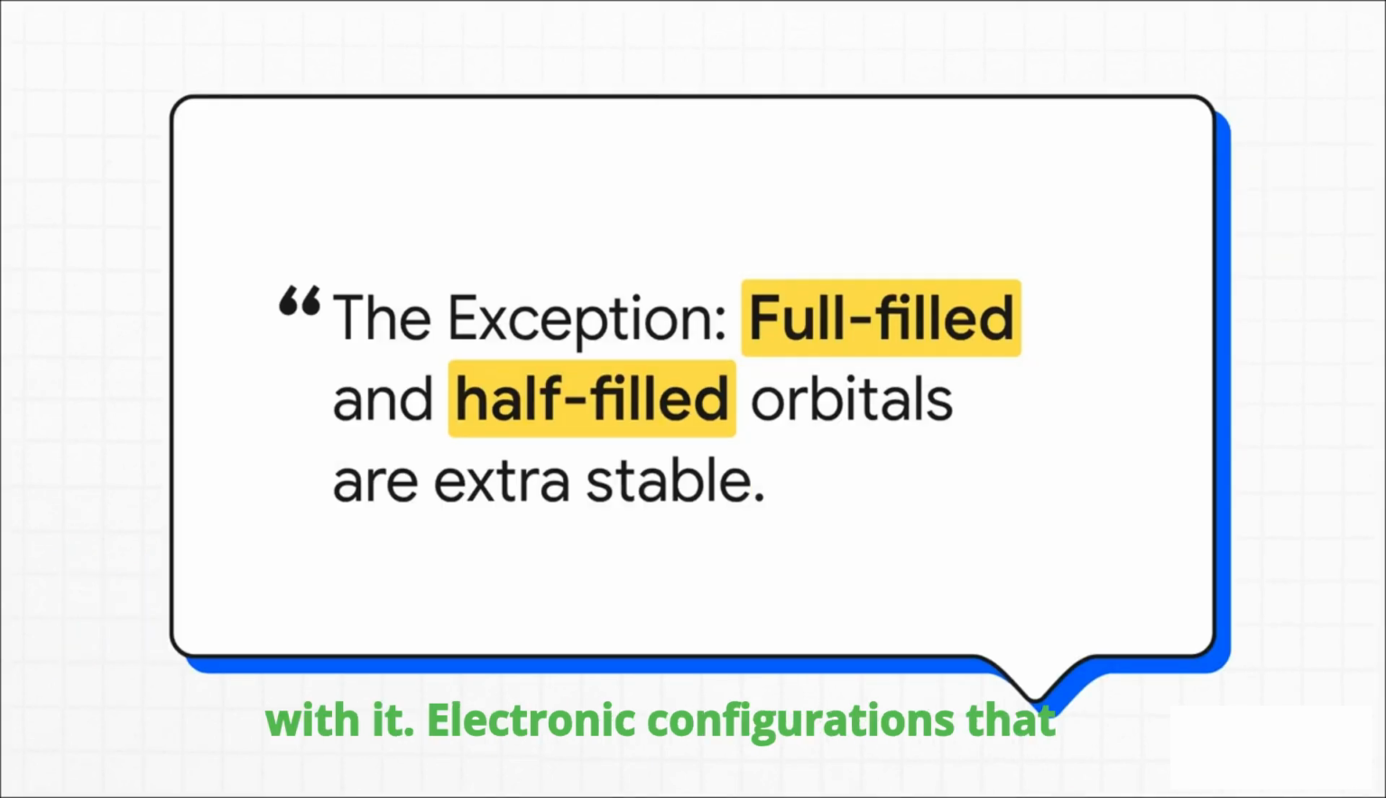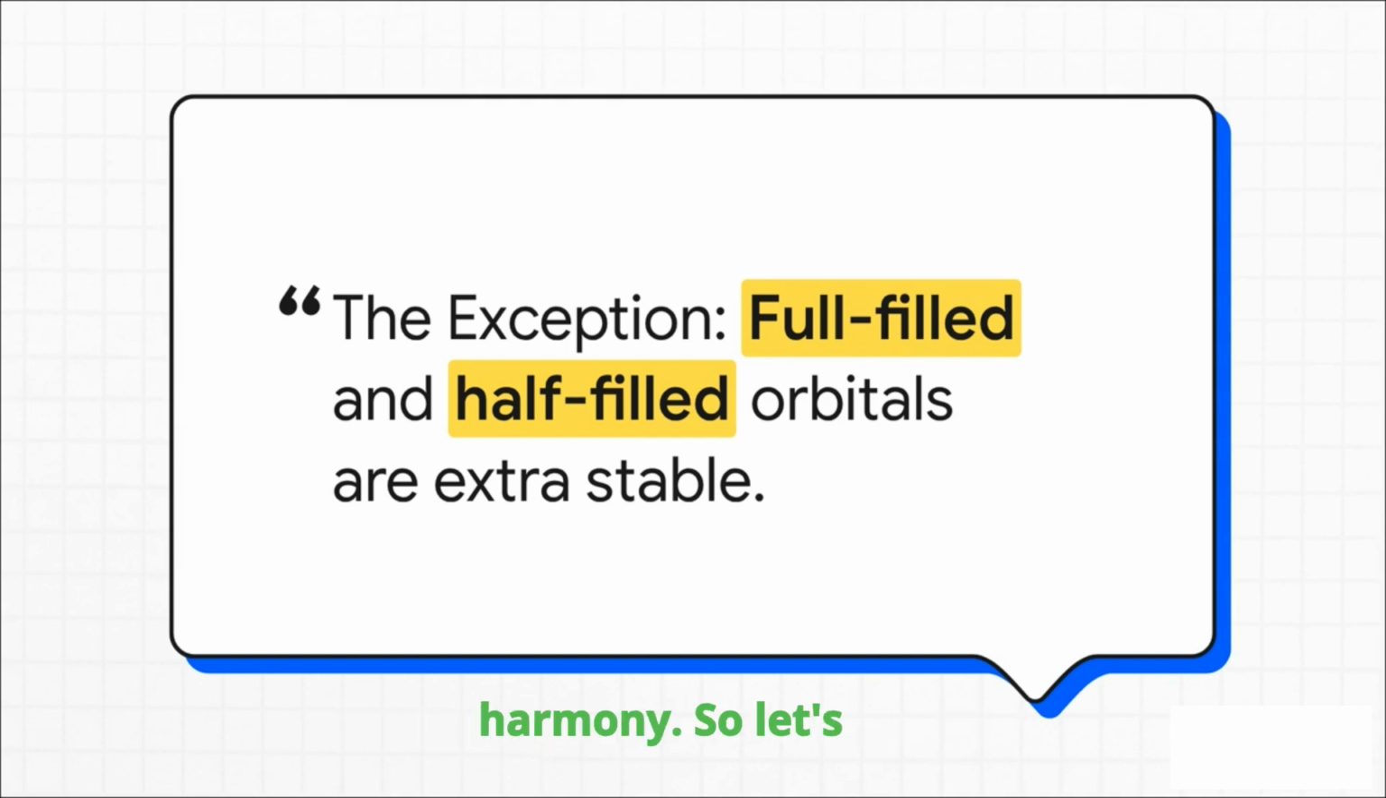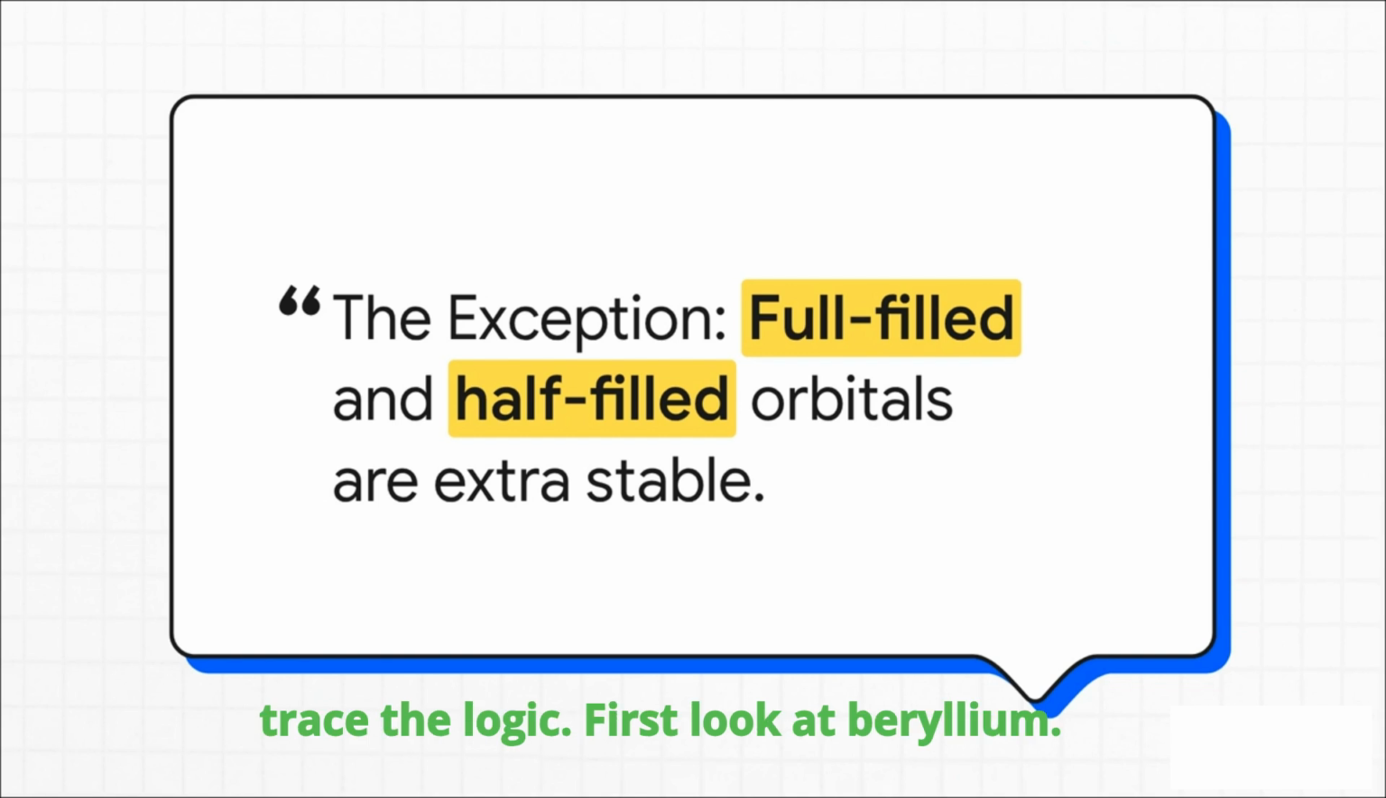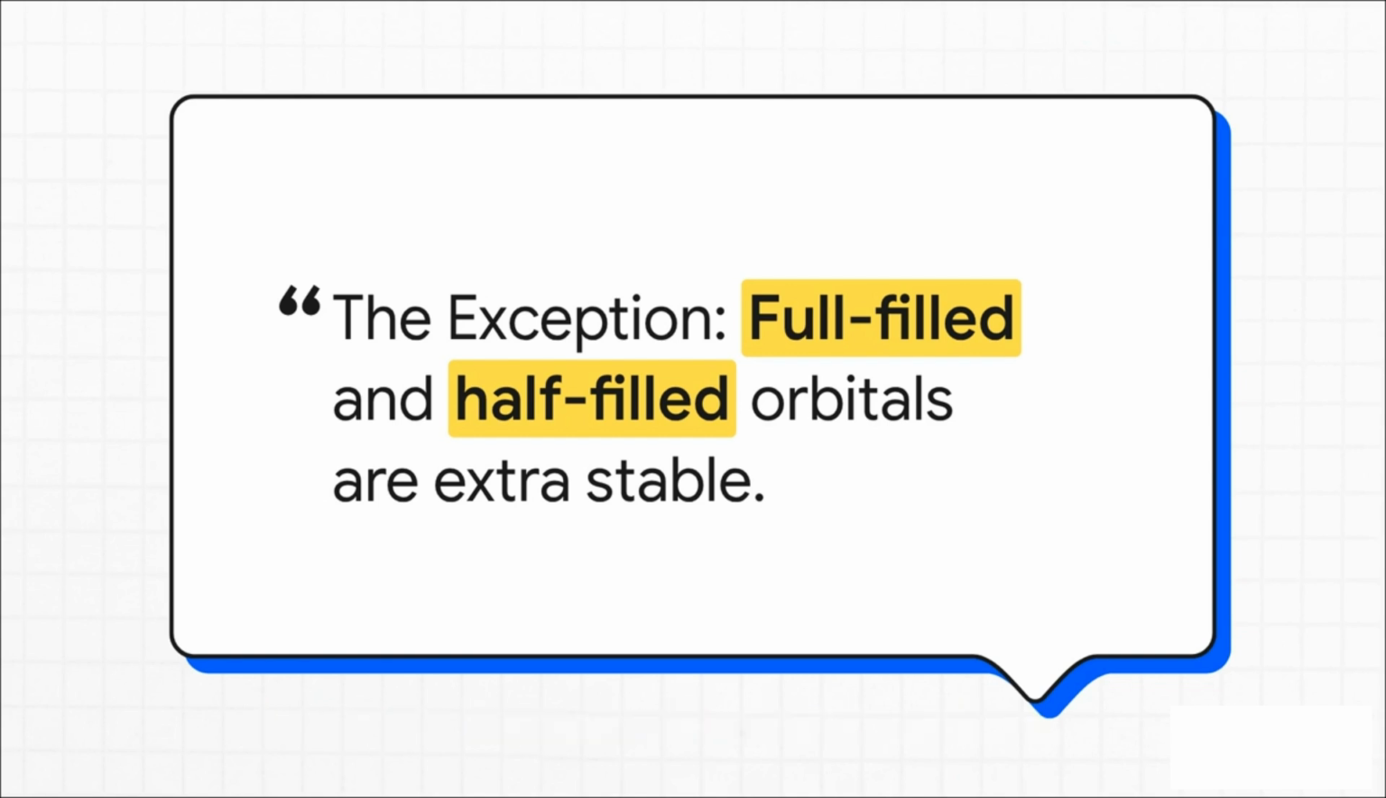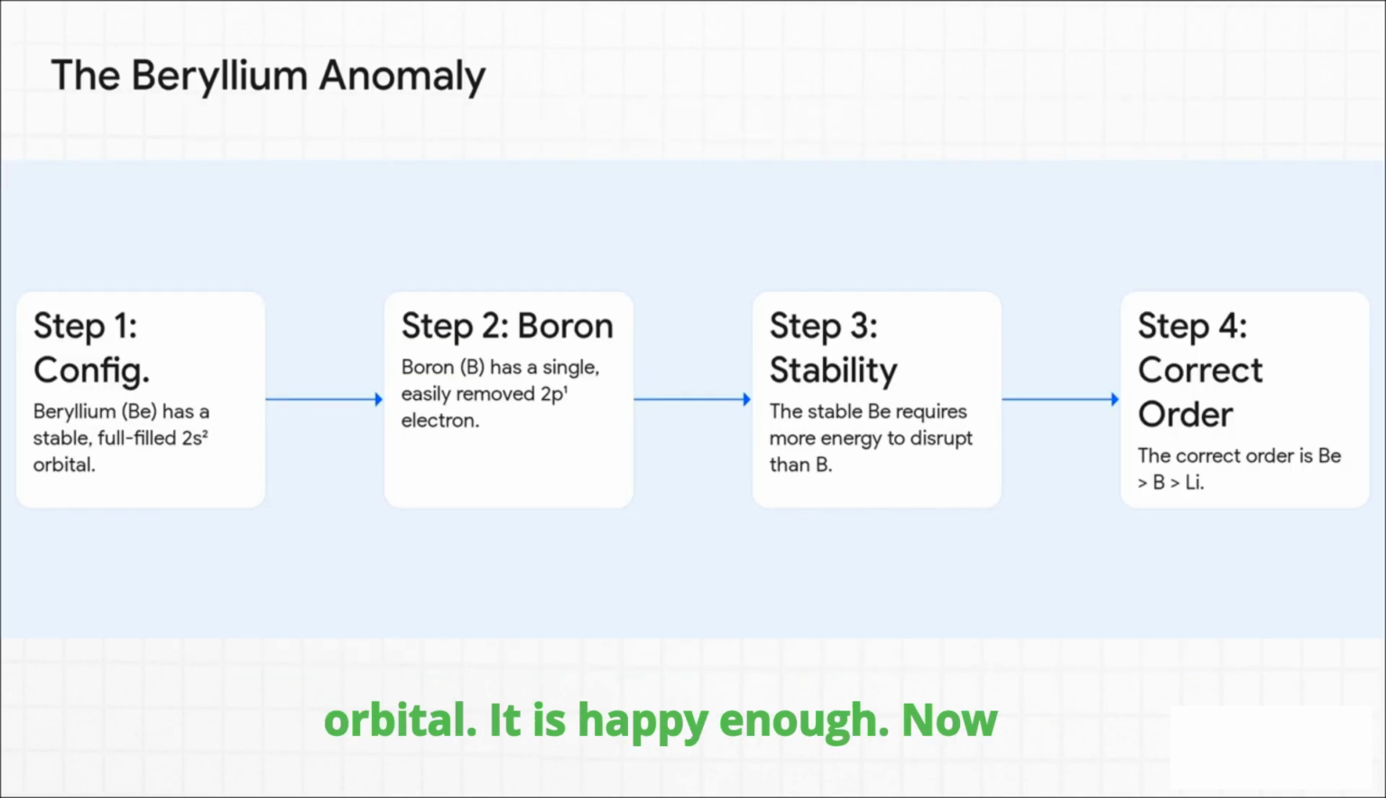It is obsessed with it. Electronic configurations that are completely full or exactly half full are the VIPs of the atomic world. They are extra, extra, extra stable. The atom will fight to keep the perfect harmony. So let's trace the logic. First, look at beryllium. It has a full, stable 2s orbital. It is happy enough. Now look at boron right next door. It has this one lonely electron in its 2p orbital just waiting to be plucked away.